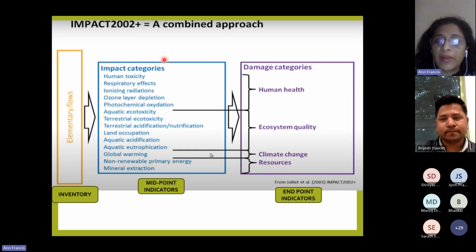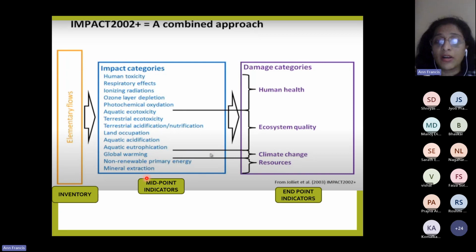So there are different impact categories, and because you have so many impact categories, sometimes it's very difficult to communicate. When you see so many impact categories, you still can't decide whether you should focus on ozone layer depletion or human toxicity. So there is an easier way to do that, where all of these impacts are clubbed into three simple endpoint indicators in the form of human health, ecosystem quality, and climate change, or resources. So this is also something that is possible.